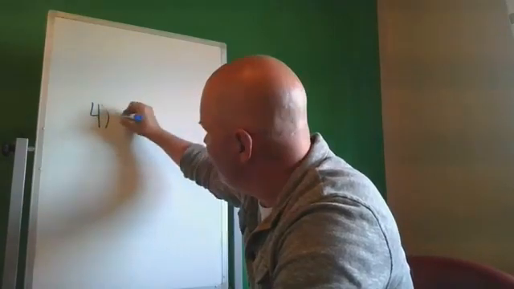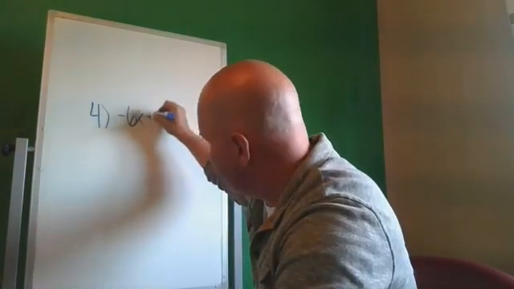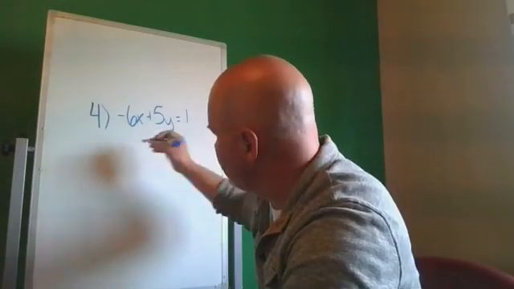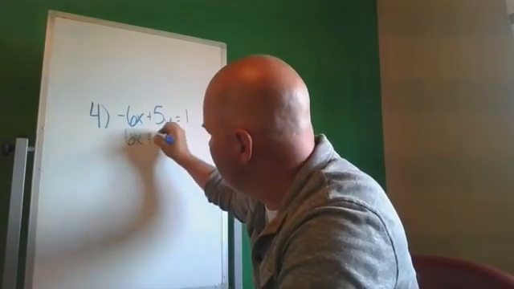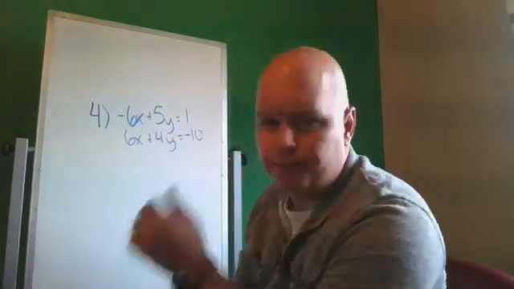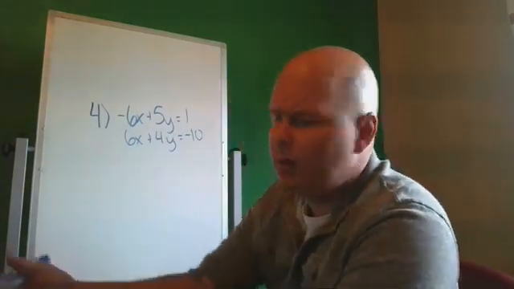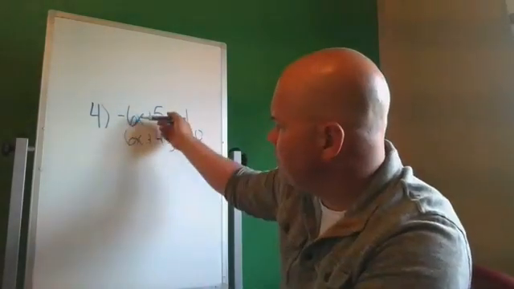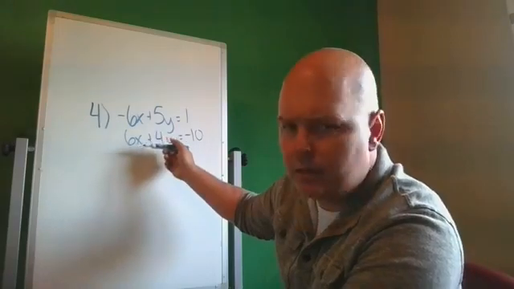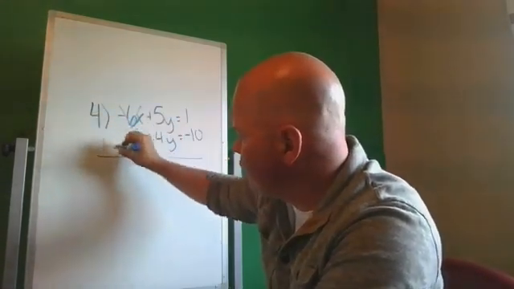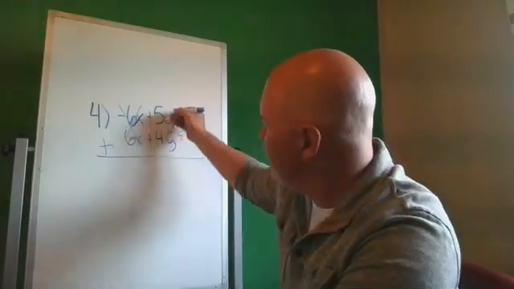Again, number 4, we have negative 6x plus 5y is equal to 1, and 6x plus 4y is equal to negative 10. Okay? So I'm looking at those two. What I'm going to do is see if anything cancels. As you can see, negative 6x and positive 6x cancel. So I'm just going to cancel them and move on to step 2, which is combine my equations.